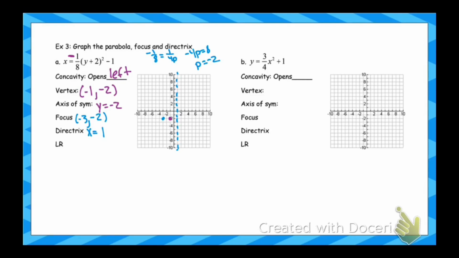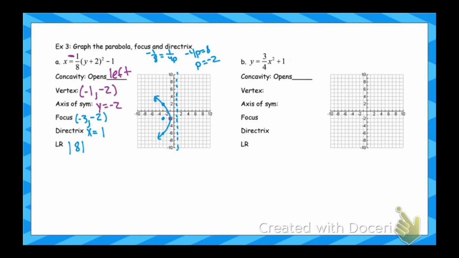So then the length of the latus rectum is going to be 8. So that means from the focus, I'm going to move 4 away in each direction, and that helps me find the graph of my parabola.